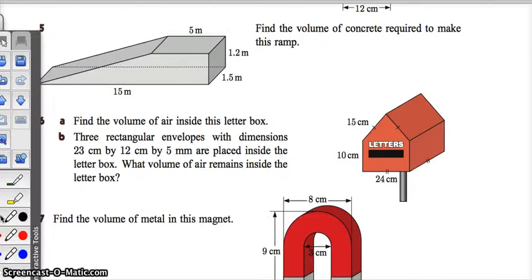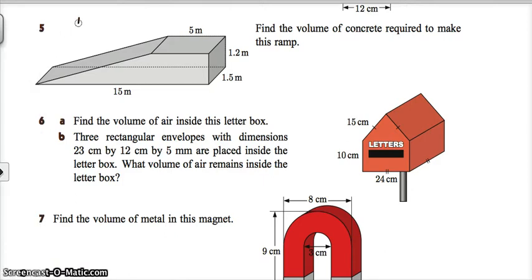Okay, so to find the volume of the concrete required to make this ramp. Do you remember in our previous topic in area, often we'd have what was called a composite shape, and I think there was a circle in there that came across the middle, and you had to find the area of that shape. Do you remember doing that? This is a little bit similar.